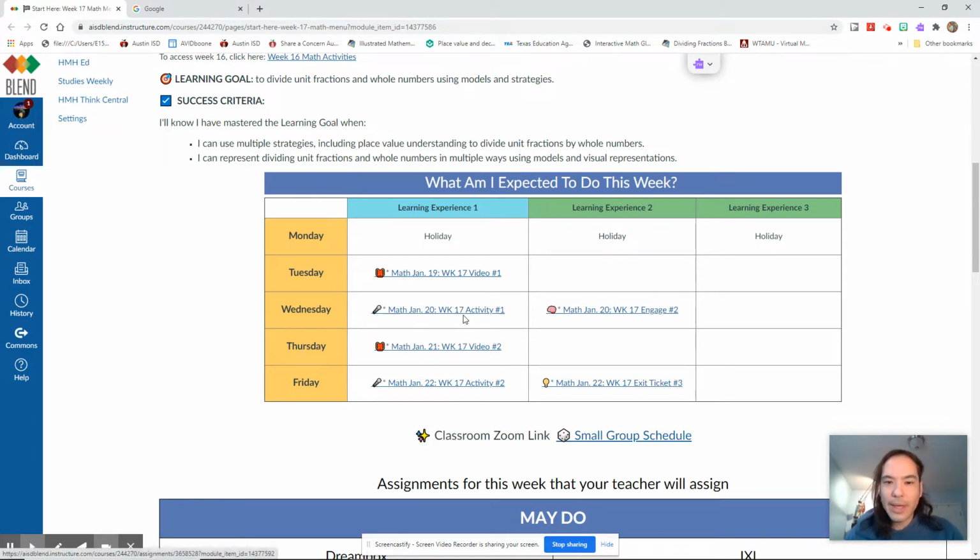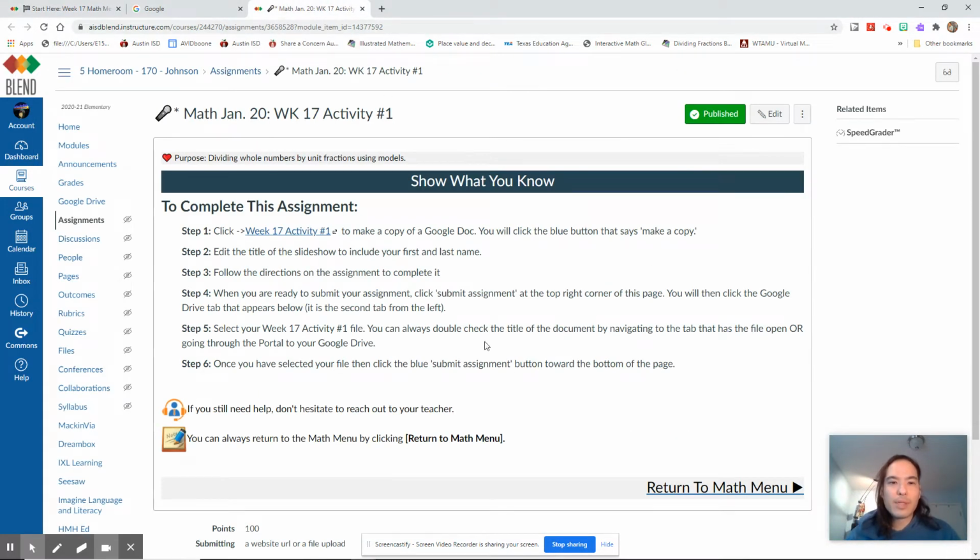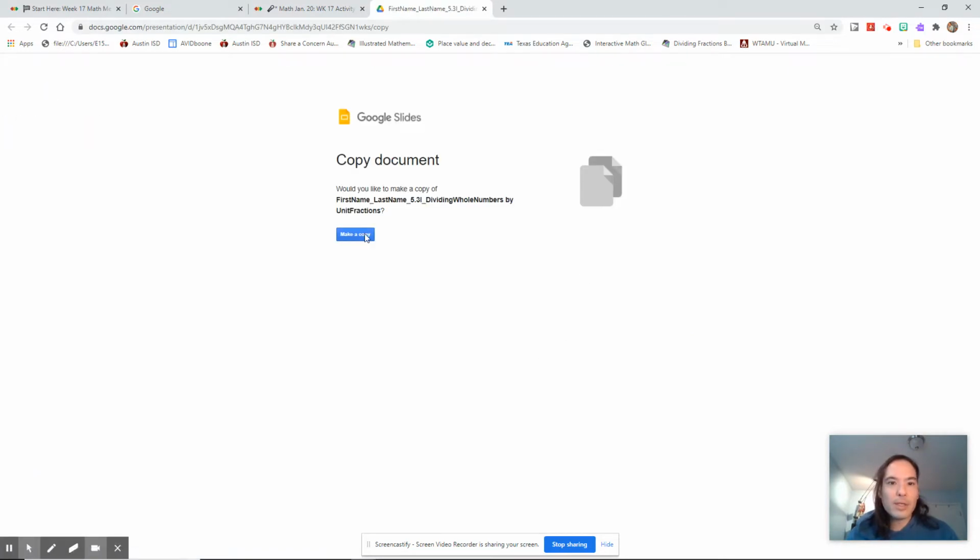All right, so we have two things to do today. We have a Google activity and we have an Engage. I'm thinking your Google activity is probably similar to your Playposit from yesterday, or at least uses some of the same skills. Remember, this week we are working on dividing fractions. Last week was multiplying fractions. This week is dividing fractions.